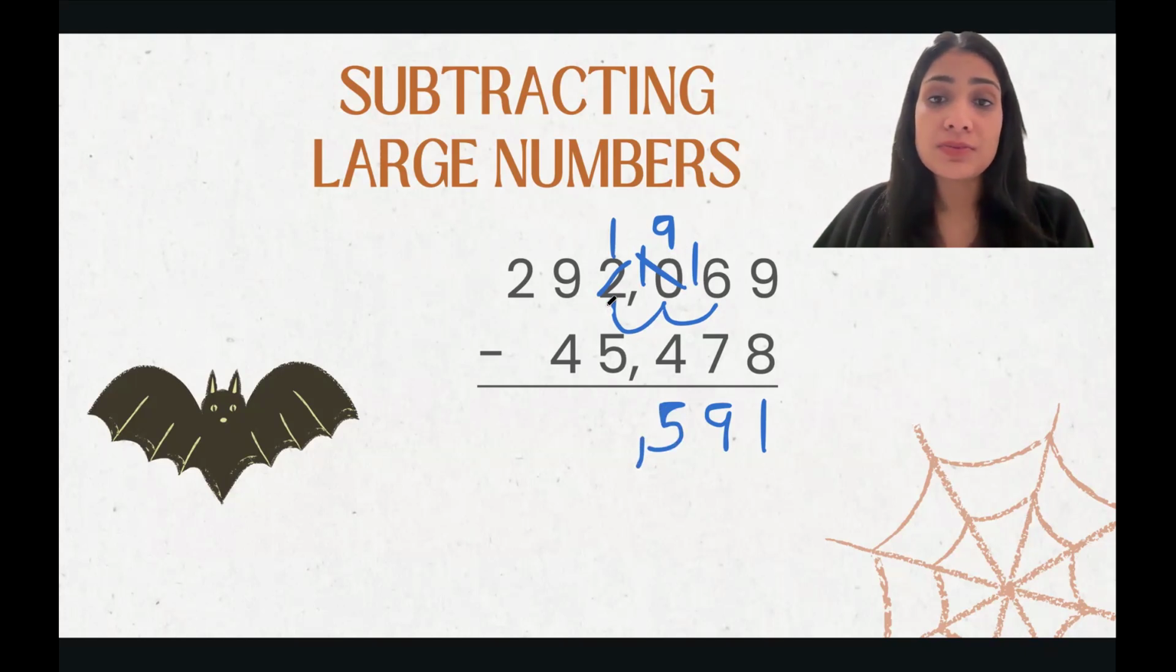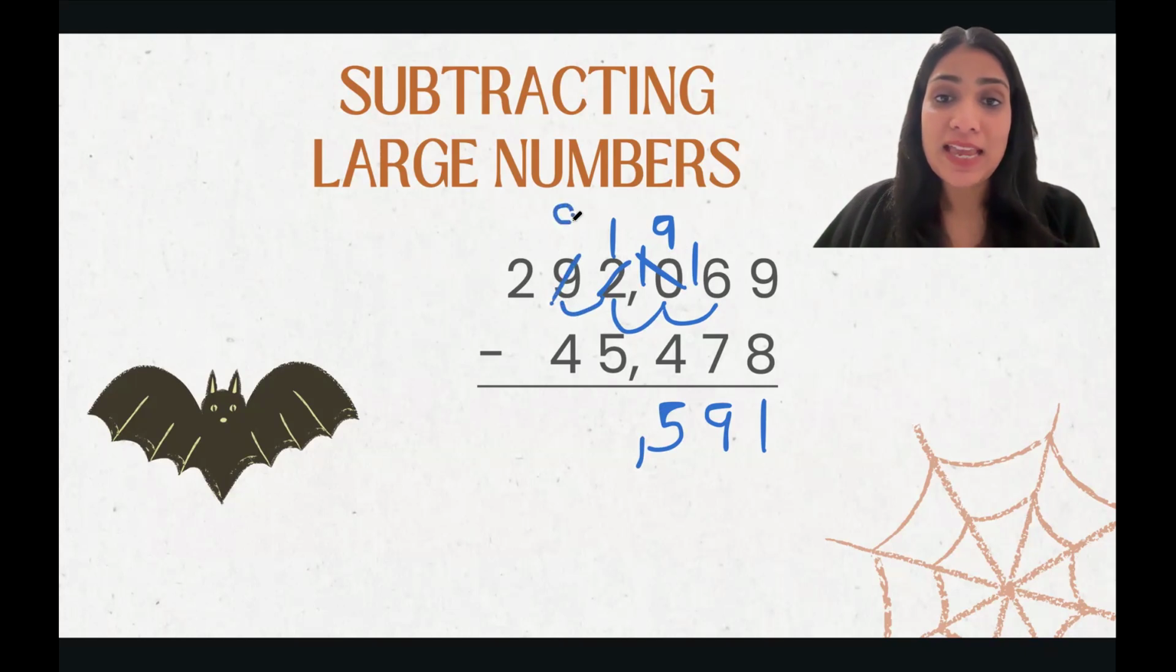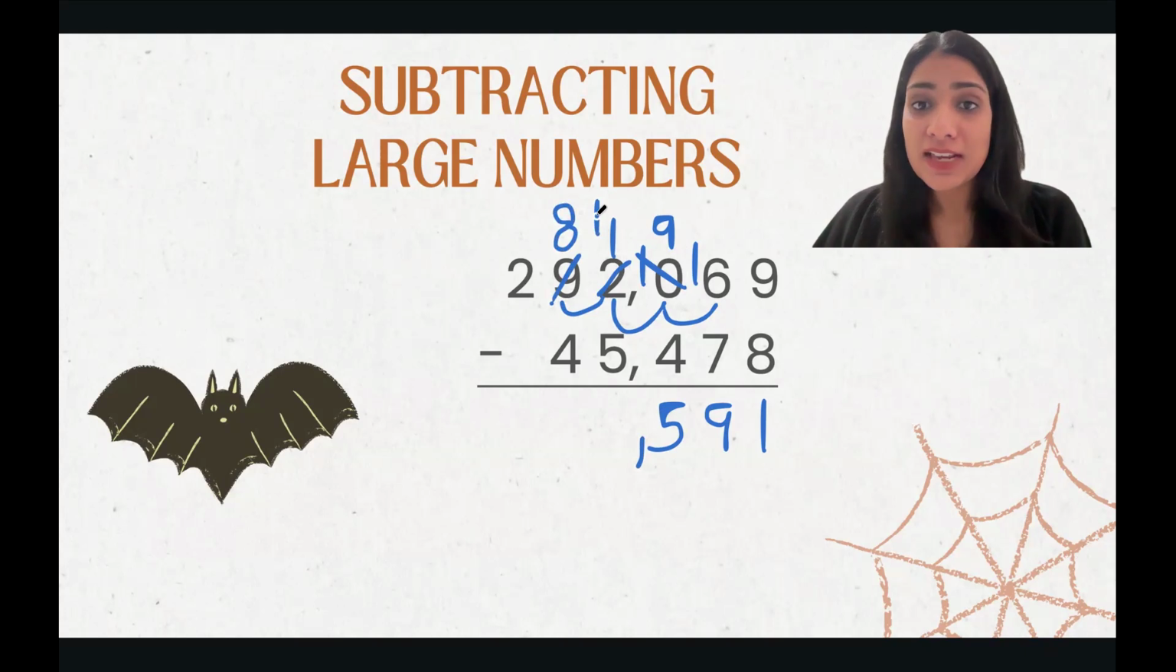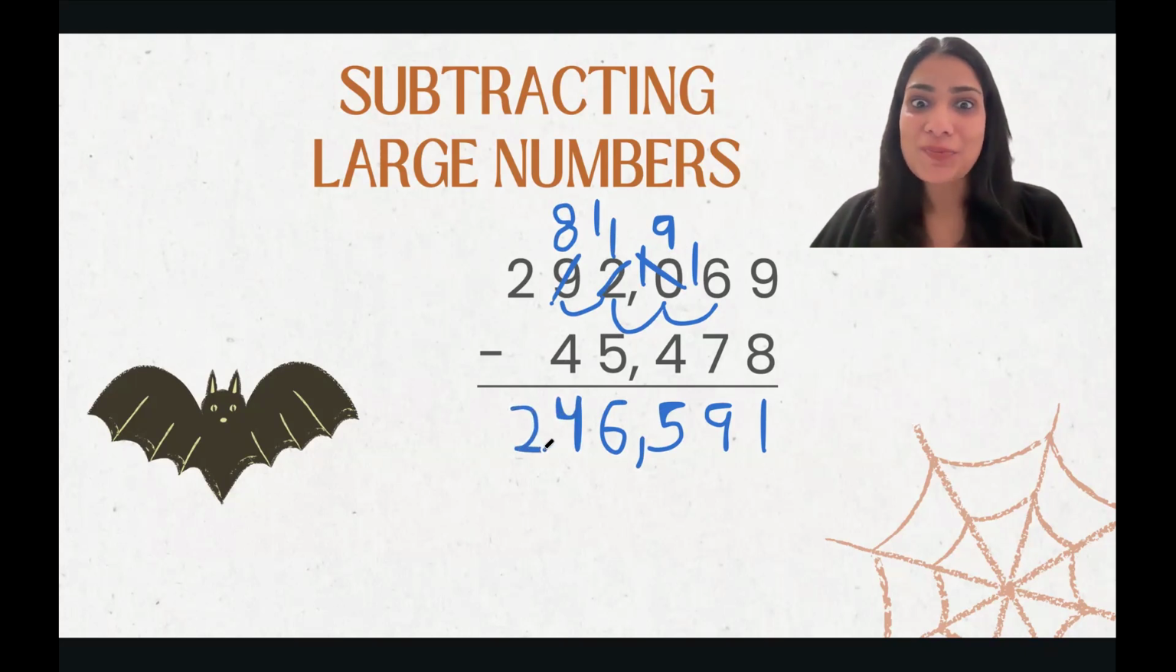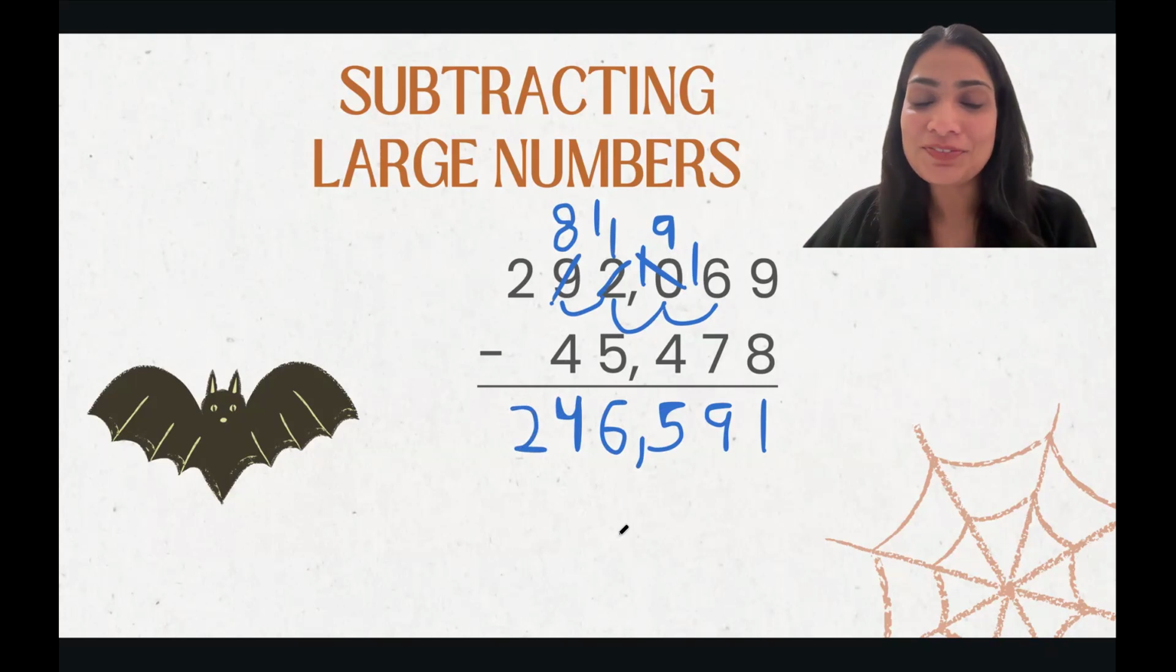And 1 minus 2, not possible. Go to the next. 9 becomes 8 and gives 1 to thousands. It becomes 11. 11 minus 5 is 6. 8 minus 4 is 4. And 2 minus 0 is 2. Good job. We have solved such a large number. Now you can do any subtractions, right?